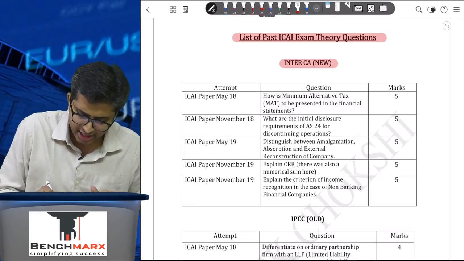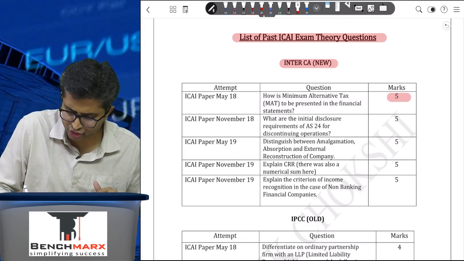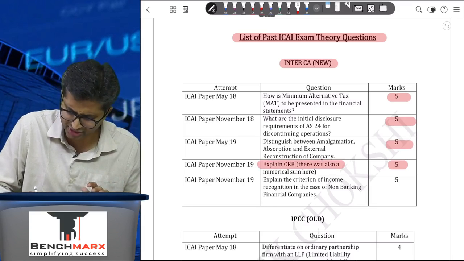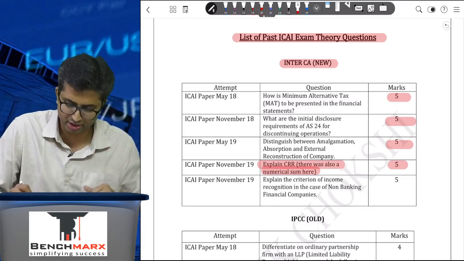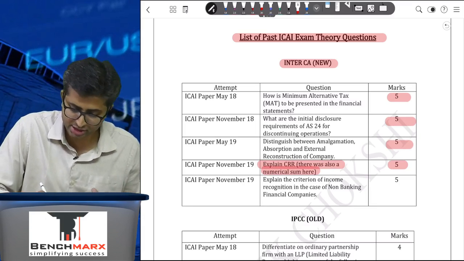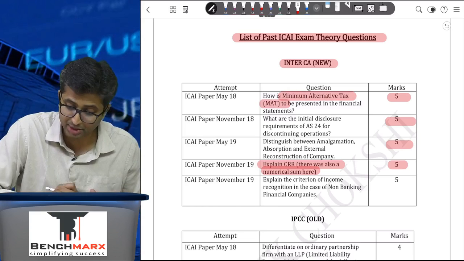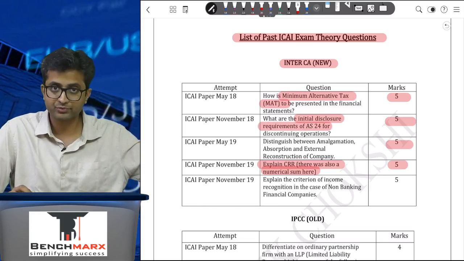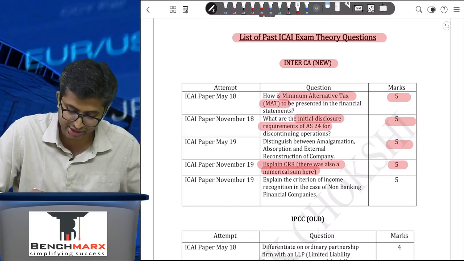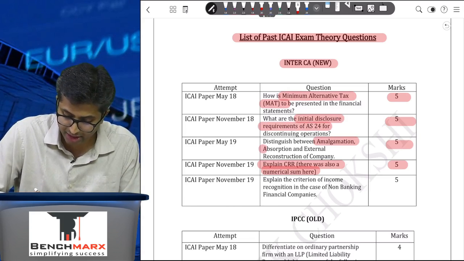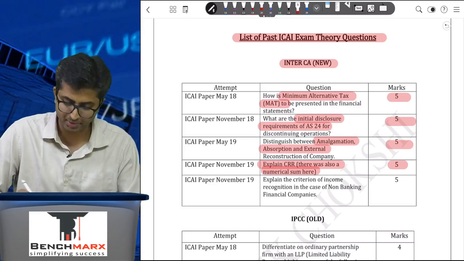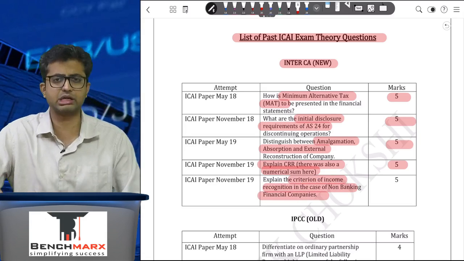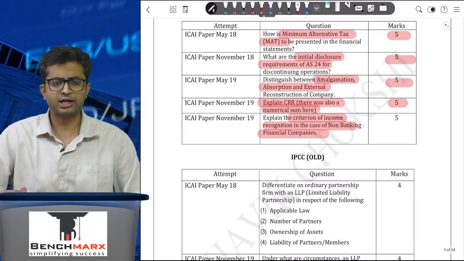So as you can see, attempt wise we have given the weightage: 5 marks, 5 marks, 5 marks. Actually in November 19 there was one question for CRR, but there was actually a numerical sum also over here. But other than that, what are the questions? There was one question on how MAT is to be presented, minimum alternative tax. How should the initial disclosure requirements of AS 24 be in case of discontinuing operations? A distinction between amalgamation, absorption, external reconstruction should be manageable, and criteria for recognition of income in case of NBFCs. This is in your new syllabus till November 19.